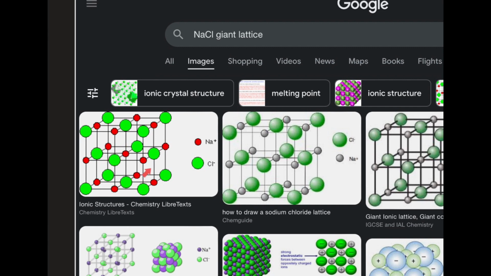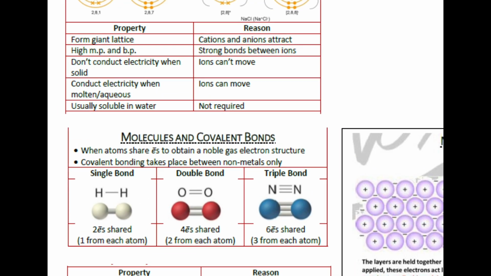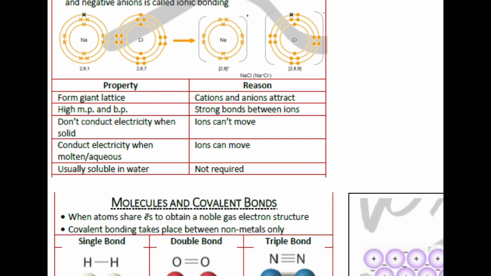Because of that many ionic bonds, during the melting or boiling process, we need to break the ionic bonds. So many to break, we need a lot of energy. Because of that, it has a high melting point and boiling point. We need a lot of heat energy to break down the ionic bonds. So we have strong and many ionic bonds between ions. Don't conduct electricity when solid.